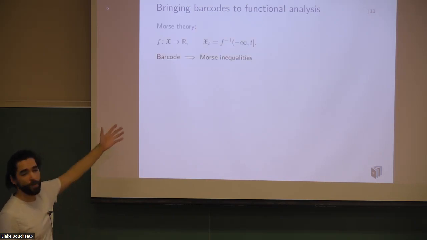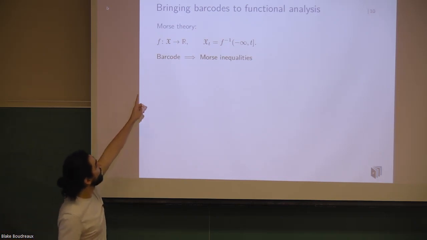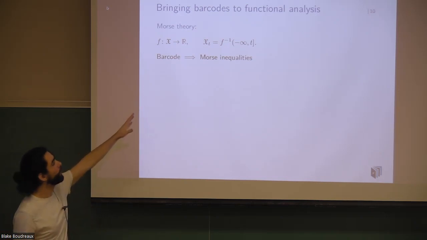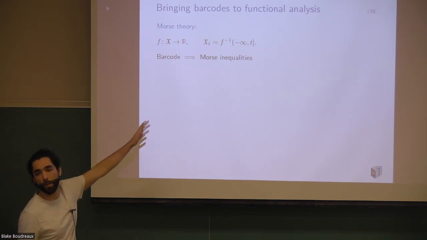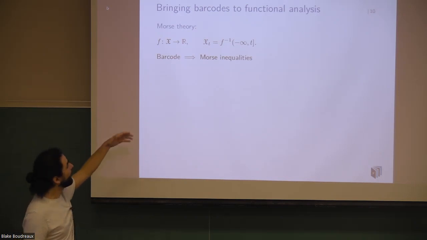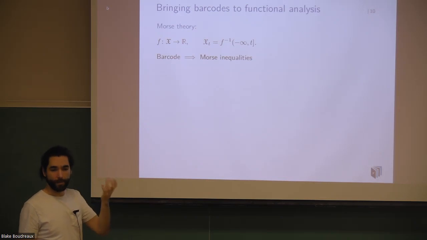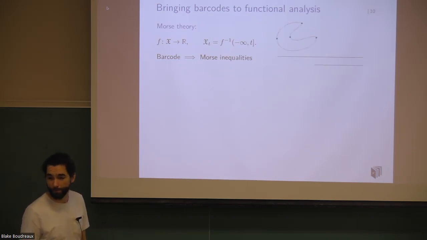So Morse theory is another source of filtrations. If we have a map from X to the real numbers, then we can filter it by the sublevel sets. And the existence of barcodes actually gives us Morse inequalities. It's a more general, more informative invariant. And let me illustrate that with this picture.